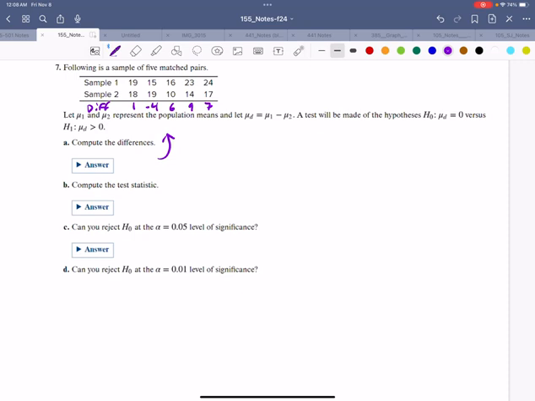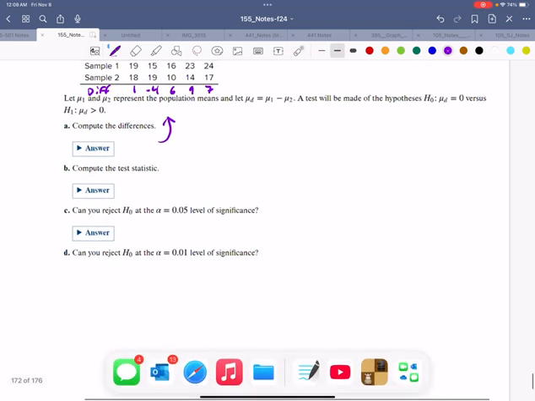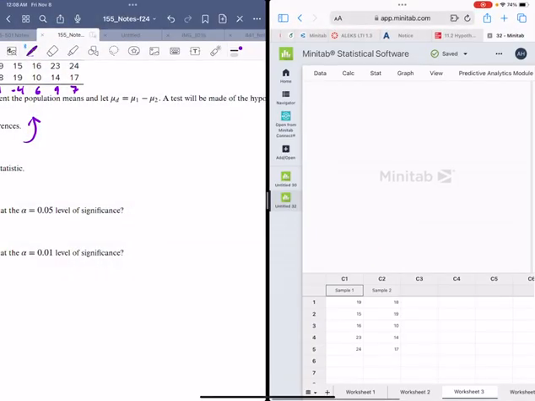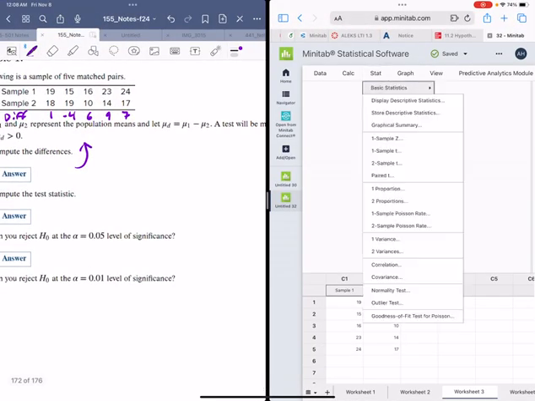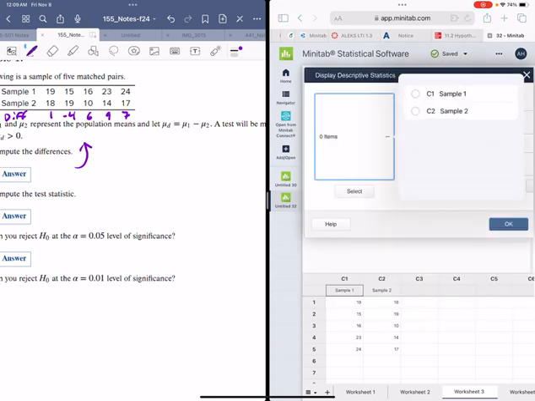Compute the test statistic. Now, you could do this no problem. You could easily find the mean. You could find the standard deviation. But let's see, do we have this on Minitab? We sure do. So let's just go ahead and do basic stats, display descriptive statistics.